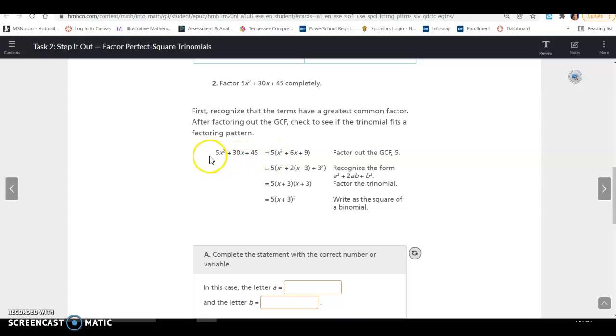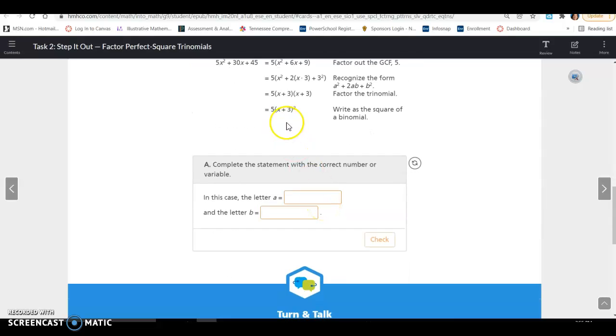All right, so if we factor 5 out of 5x squared, we're left with x squared. 5 times 6x is 30x, and 5 times 9 is 45. Okay, so in this first expression, the only thing we did was pull out the GCF, the greatest common factor of 5. Then this is a perfect square and this is a perfect square, so then we can rewrite it as (x + 3) times (x + 3), so 5 times (x + 3) squared. Okay, that would be your final answer here.